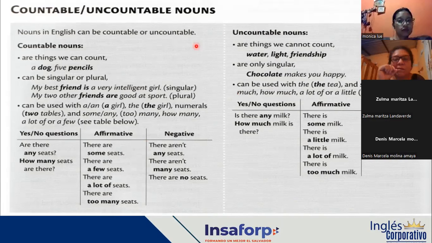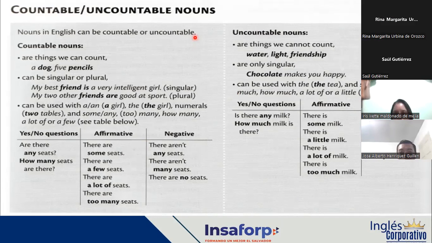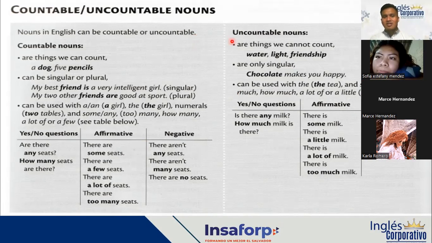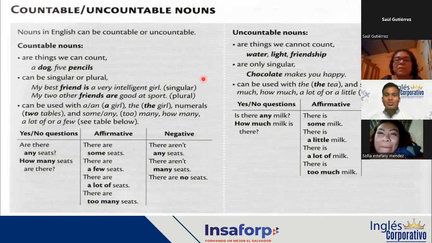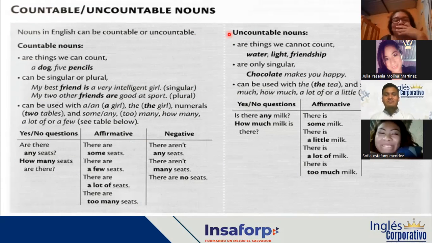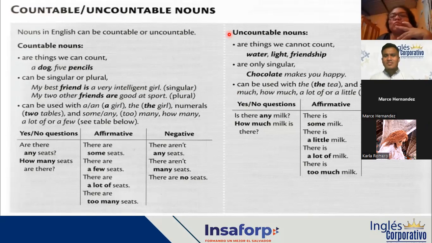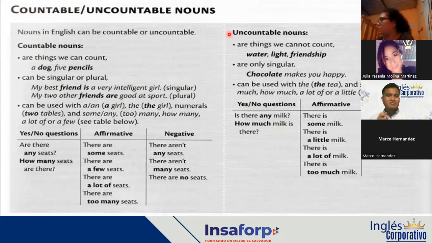So let me see. Can I have a volunteer for this part, for the uncountable nouns? Sin miedo al éxito, ¿verdad? Y es la última clase y no quiere participar. Zulma, thank you very much. Zulma, okay. Zulma, there's like interference there, like something there. I don't know what's going on.